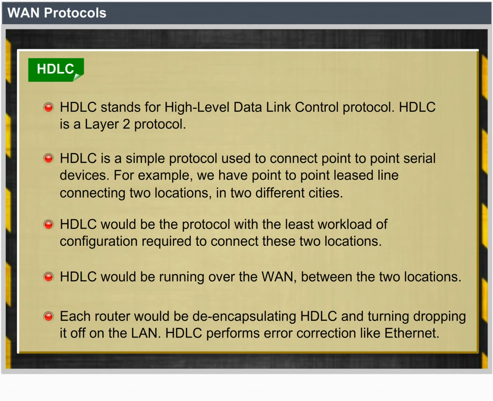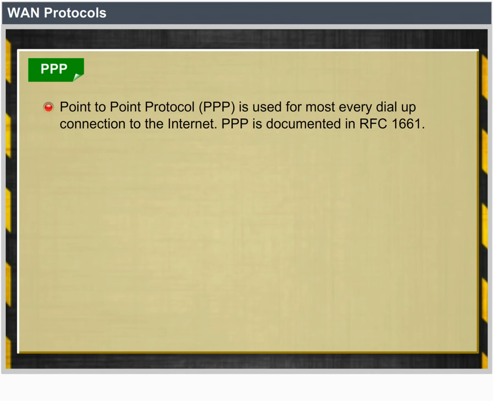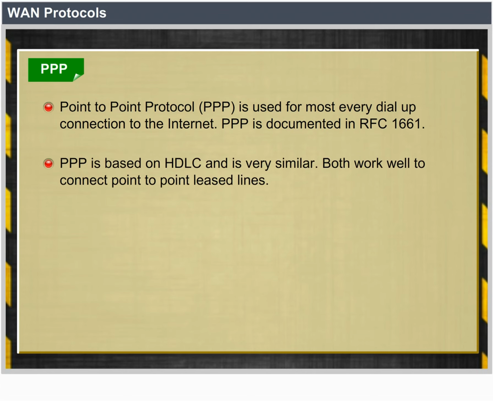PPP, Point-to-Point Protocol, is used for almost every dial-up connection to the Internet. PPP is documented in RFC 1661. PPP is based on HDLC and is very similar. Both work well with point-to-point leased lines. The differences between PPP and HDLC are: PPP is not proprietary when used on a Cisco router.